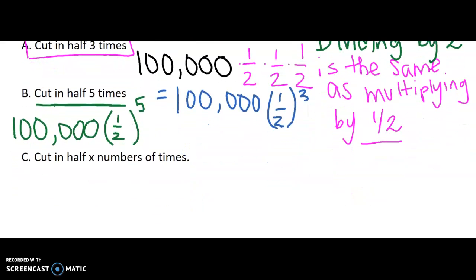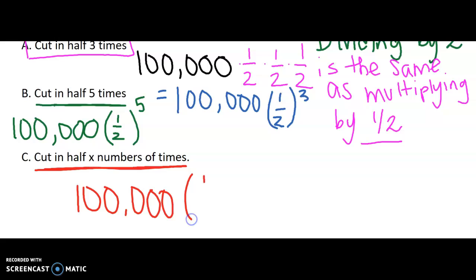Now let's try the last one. C. Cut in half x number of times. Again, we start with 100,000. And then 1/2. And now x number of times, because we're going to multiply it how many times it wants us to cut it in half. So that would be our equation right there. Y equals 100,000 times 1/2 to the x.